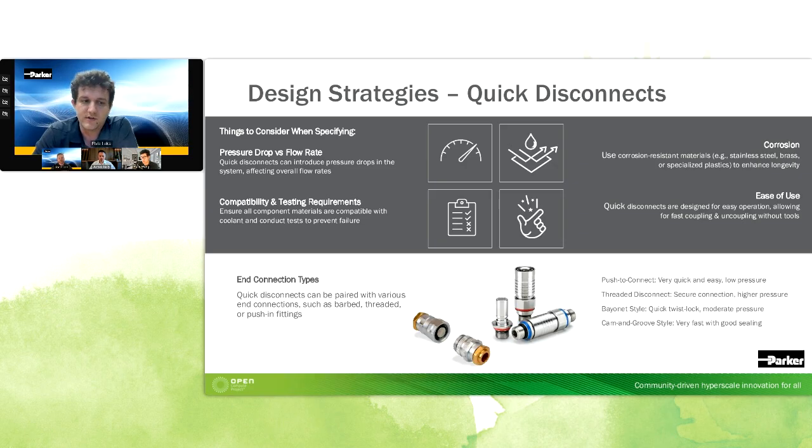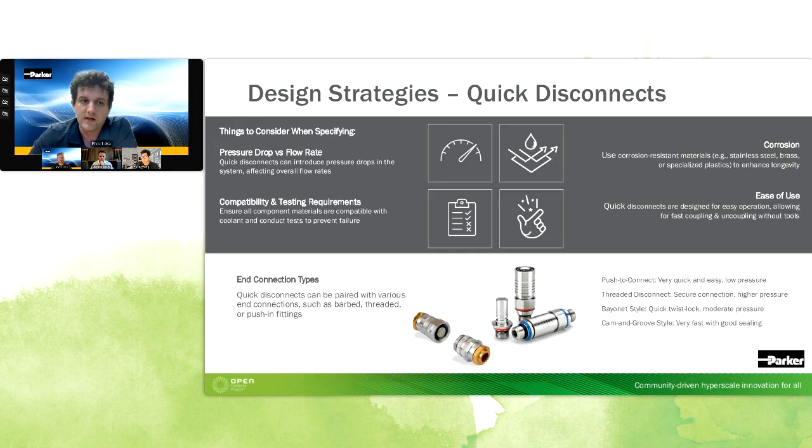And they come in all different types of end connections. But one of the major things that you want to focus on when you're picking your quick disconnects is your pressure drop versus your flow rate performance. For example, when you are building a two-phase system with refrigerant going through it, pressure drop at the cold plate level becomes very important for you to maintain and control that flow rate. So you want to make sure that you're not putting the wrong quick disconnect in there and introducing an unnecessary pressure drop just because the quick disconnect is easy to connect and disconnect.